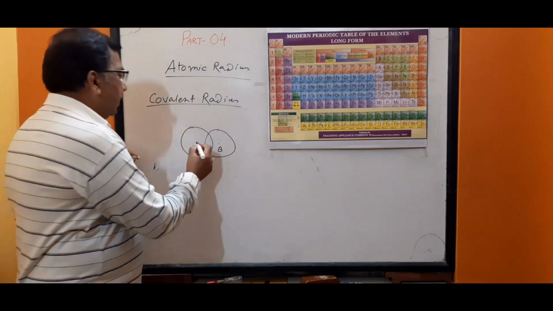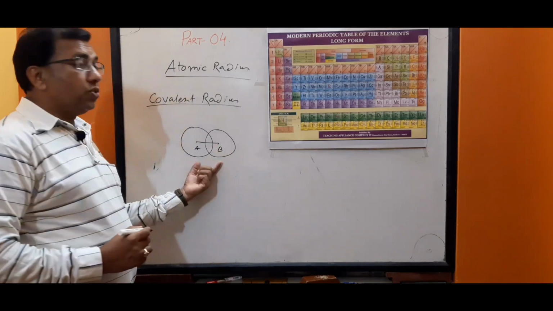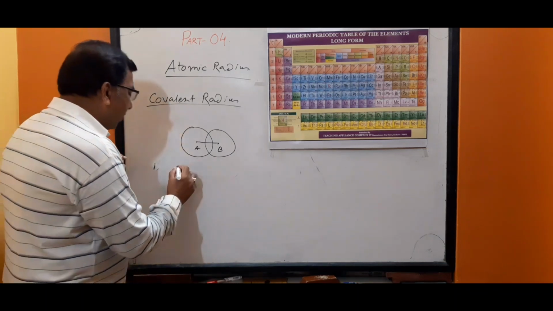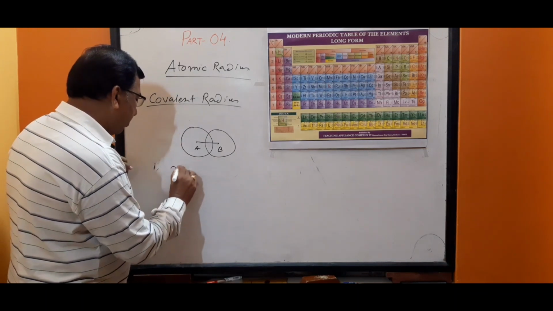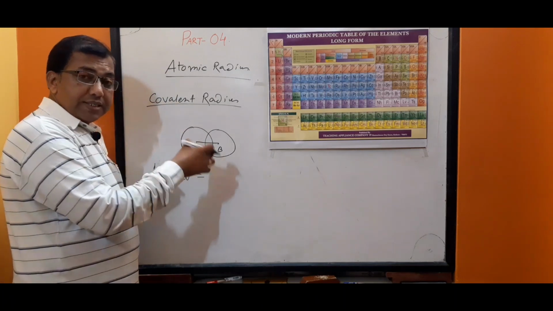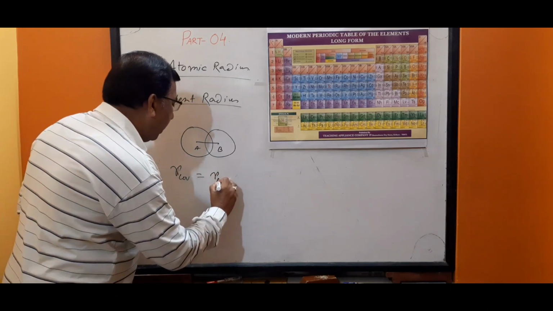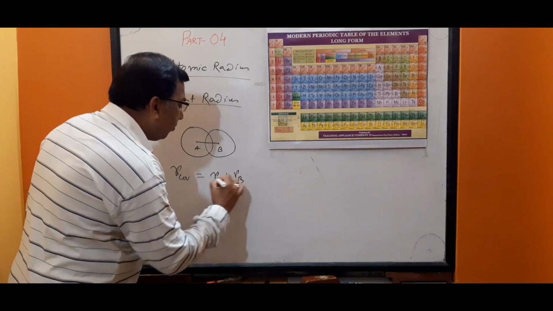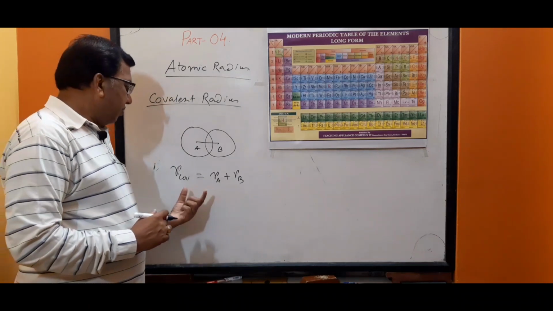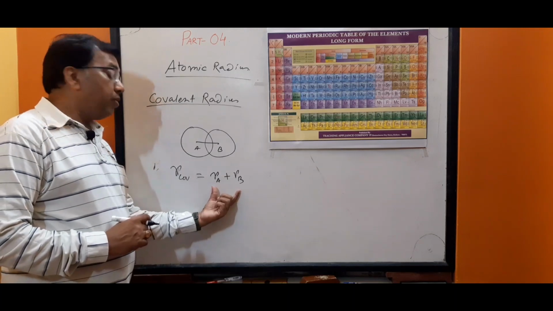In this case, the covalent radius will be, in case of different atoms but the same electronegativity, the radius of A plus the radius of B, the summation of the radii of A and B. Clear? This is the formula.